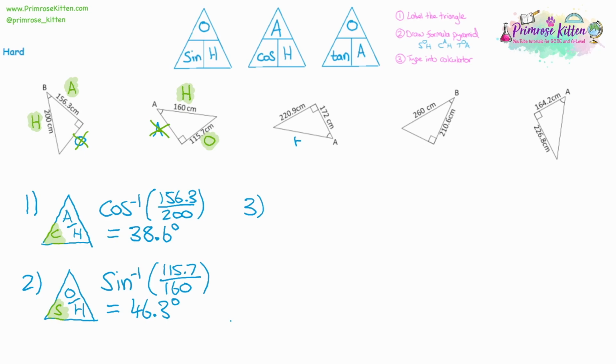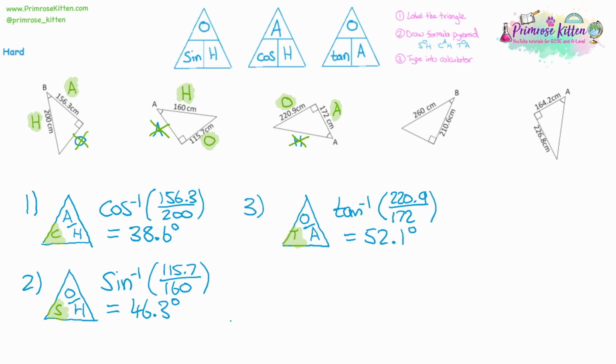Question 3, hypotenuse, adjacent, opposite. We have the opposite, we have the adjacent. We don't need the hypotenuse. We need a formula pyramid. O and A appear in TOA, so TOA. We're looking for the angle labelled with a capital A, so let's cover up T, and we're going to do the opposite divided by the adjacent. Don't get the A for the labelled angle and the A for the adjacent mixed up. On your calculator, you should be getting 52.1 degrees to 1 decimal place.